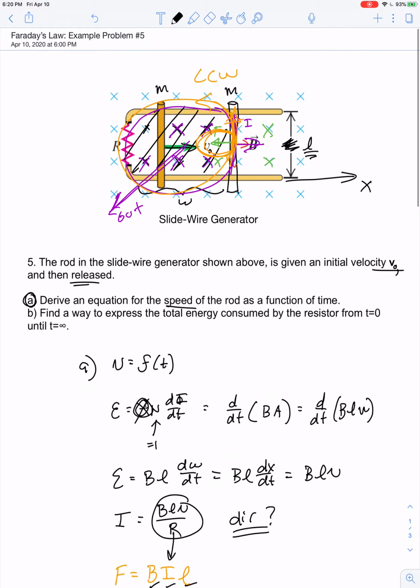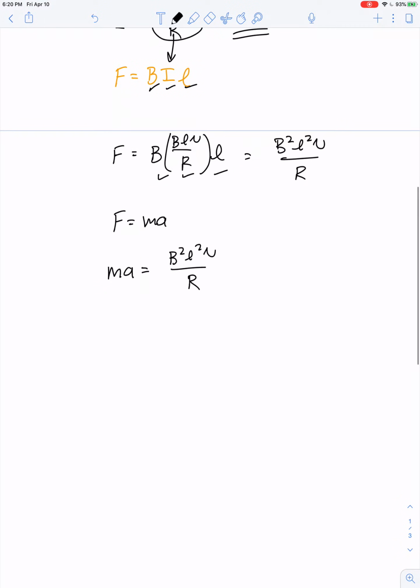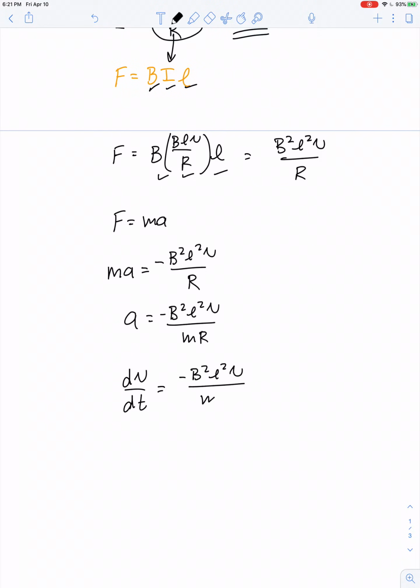force, so we know the force points back this way, but in our frame of reference, to the right is positive. So this is a negative amount of force, so the acceleration is negative b squared L squared V over mr, and acceleration is the rate of change of velocity. It's dv dt. So dv dt equals negative b squared L squared V divided by mr.